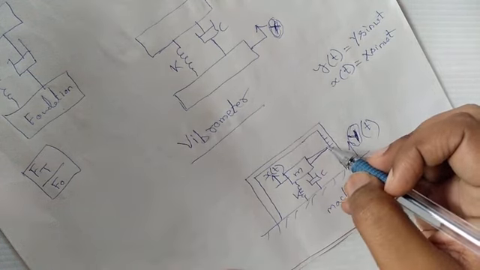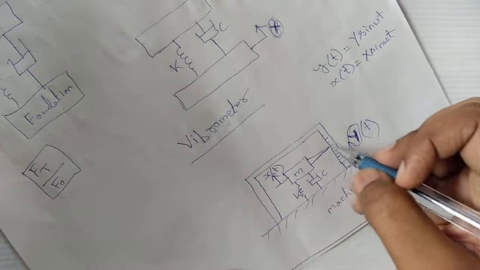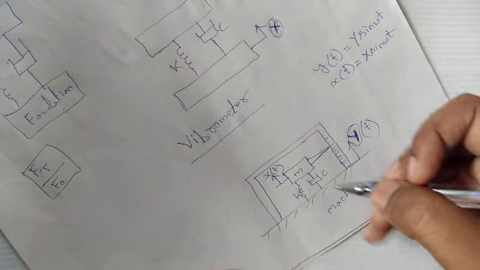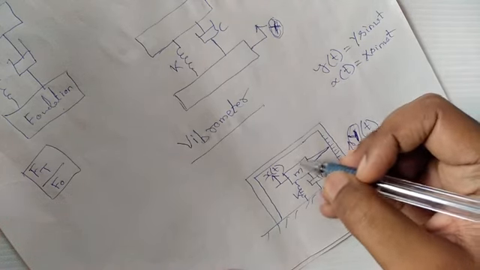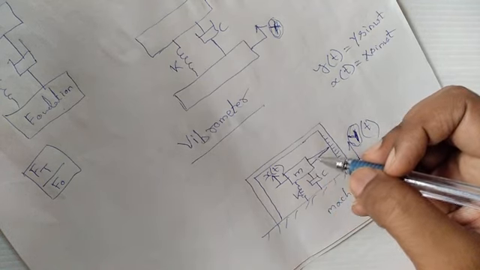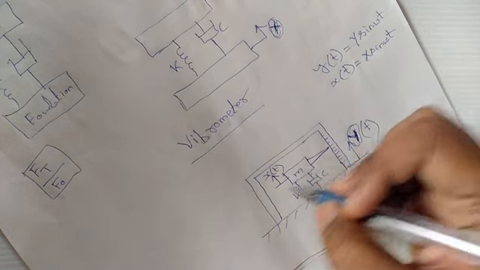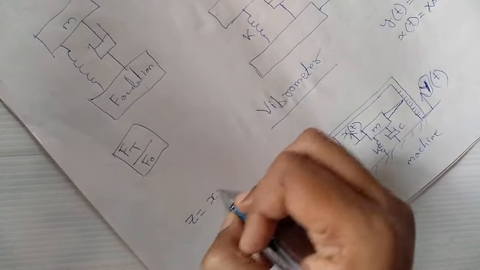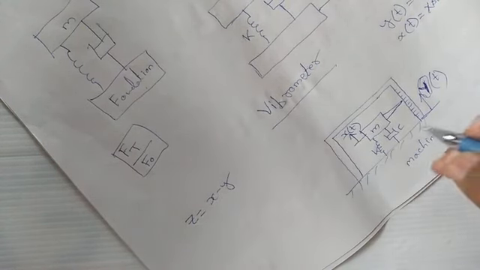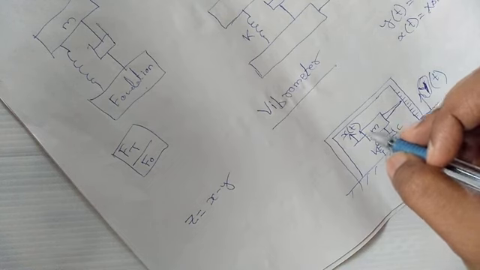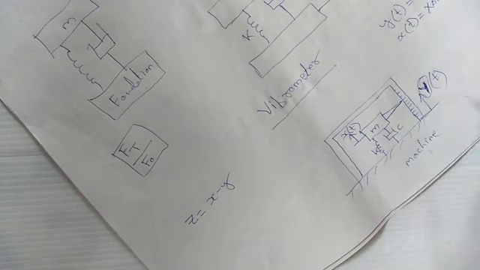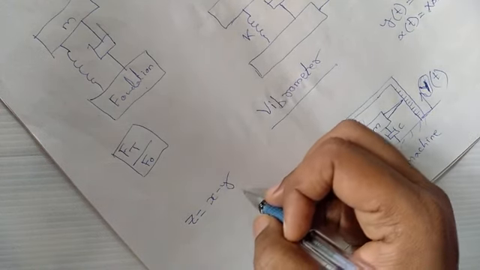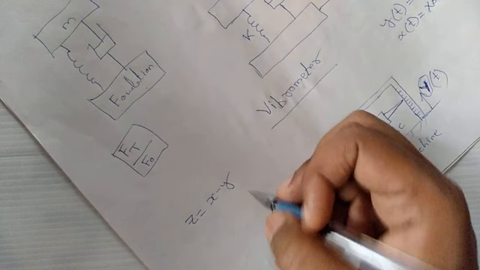Because when this pointer moves and reaches the scale, this machine is also moving and this mass is also moving. So you need to measure the relative displacement. So what is relative displacement? Say take z is equal to x minus y. So x is the movement of this small mass and y is the movement of this machine. So z is equal to x minus y.